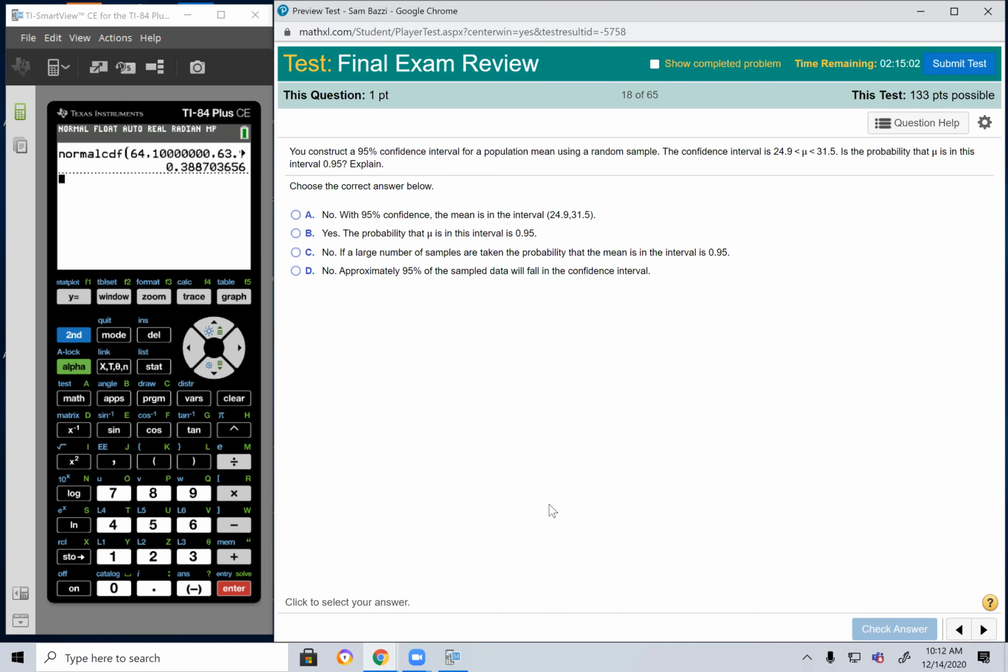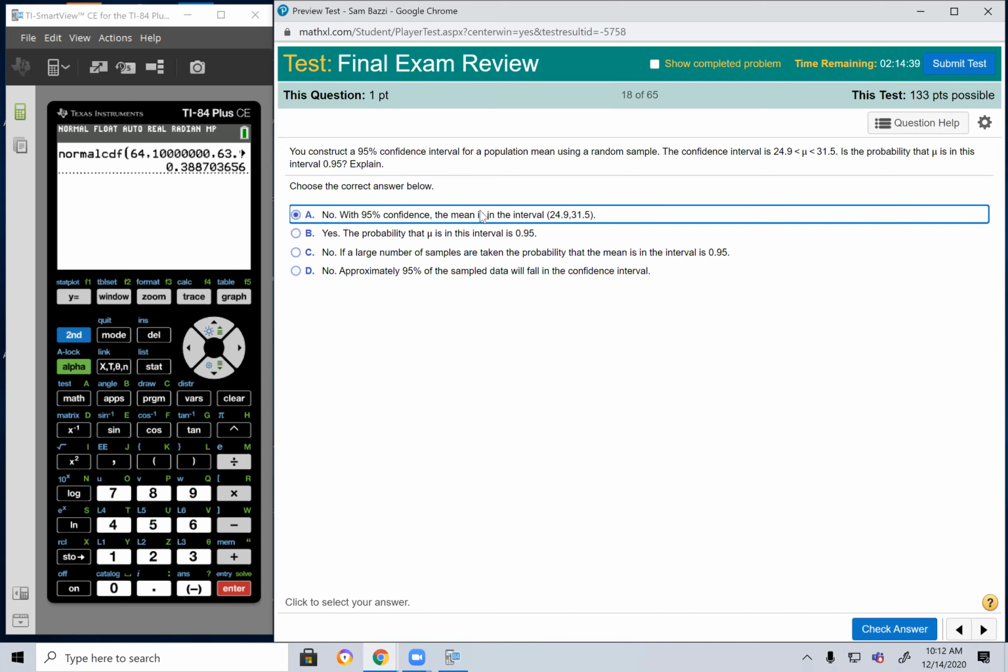You construct a 95% confidence interval for a population mean using a random sample. The confidence interval is between 24.9 and 31.5. Is the probability that the mean is in the interval 0.95? No, it means with 95% confidence that the mean is in the interval 24.9 to 31.5. The interpretation of the confidence interval, guys, is that with 95% confidence we can say that the true mean is between those two values. It doesn't mean that the probability is 95%.